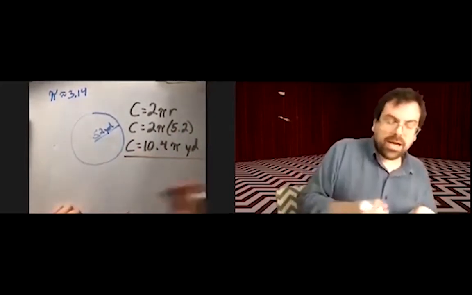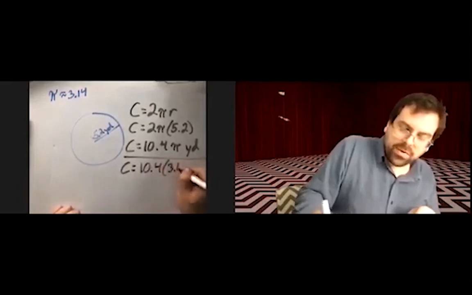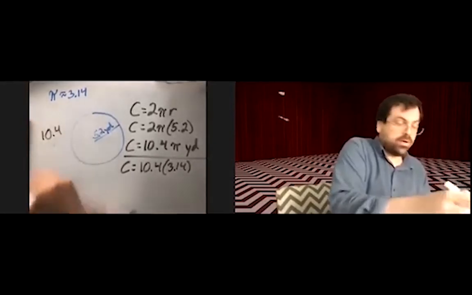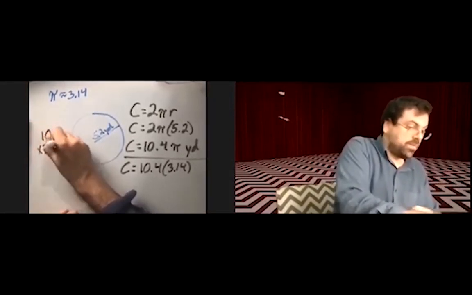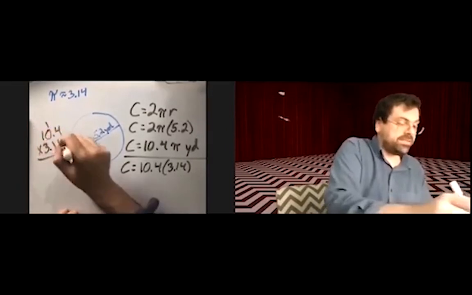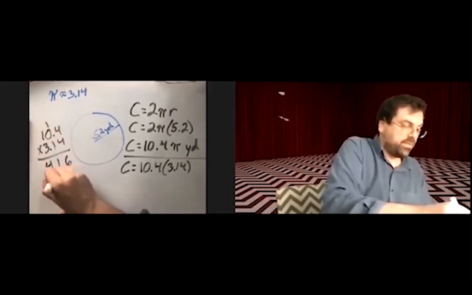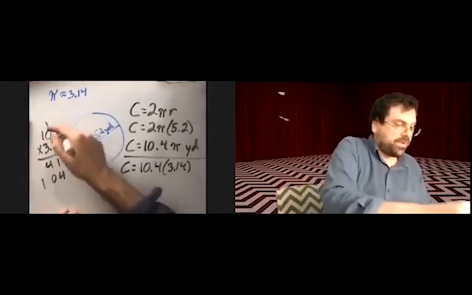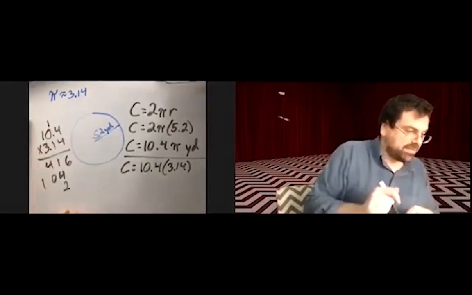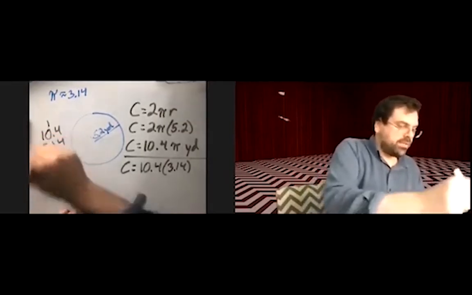How would we get an approximation? Well, we would replace pi with 3.14 and then multiply 10.4 times 3.14. 4 times 4 is 16, carry the 1. 4 times 0 is 0, plus 1 is 1. 4 times 1 is 4, and then 1 times everything. 4, 0, 1. And 3 times everything. 3 times 4 is 12, carry the 1. 3 times 0 is 0, plus 1 is 1. 3 times 1 is 3.